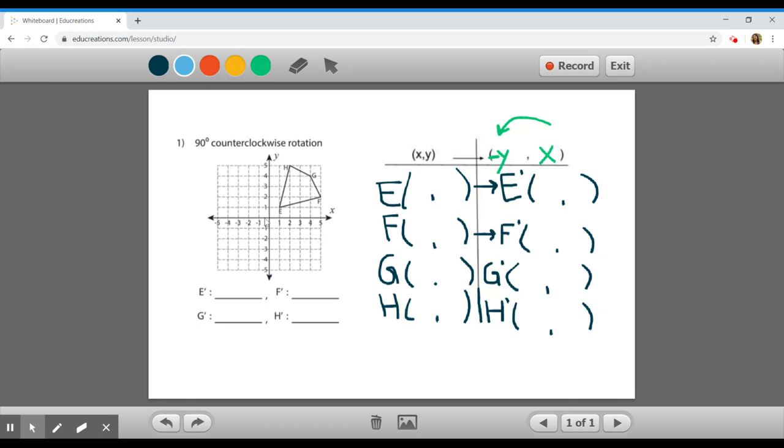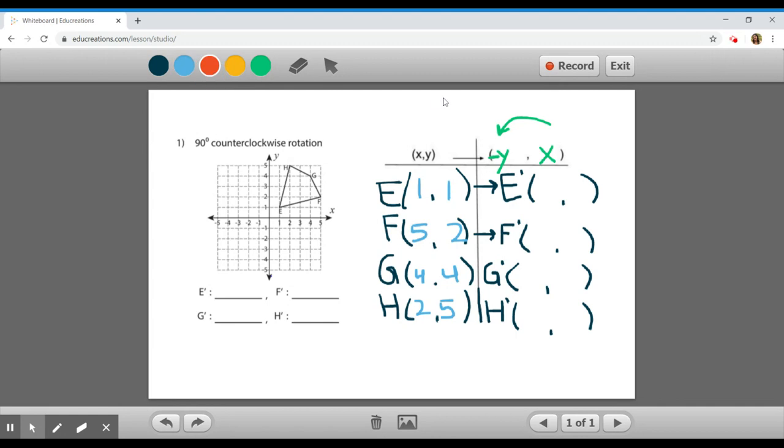To find the coordinates, it's always x and then y. So E is located at 1, 1. F is at 5, 2. So I'll fill that in. 5, 2. G is at 4, 4. And H is at 2, 5. So now I've filled in all of my original coordinates. I have my X, Y ordered pairs, and now I need to start applying rules.